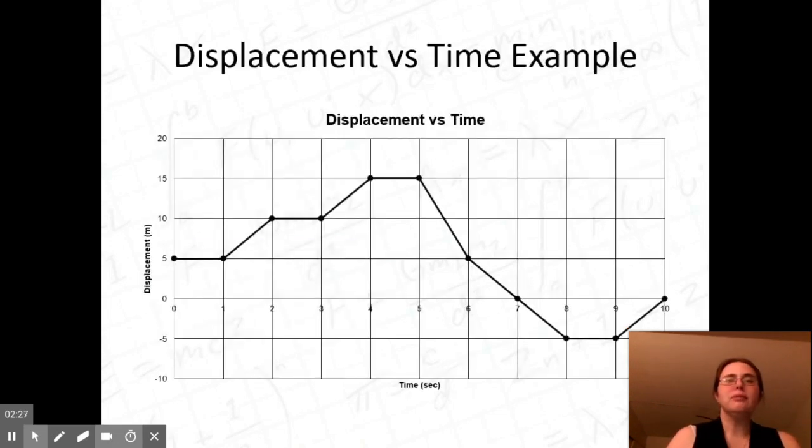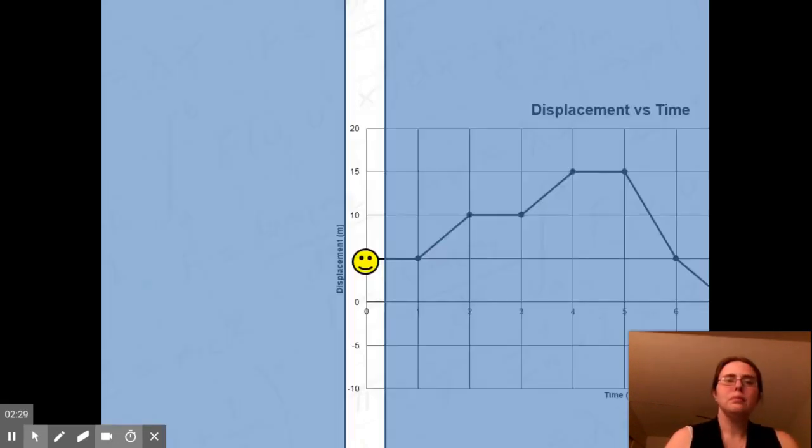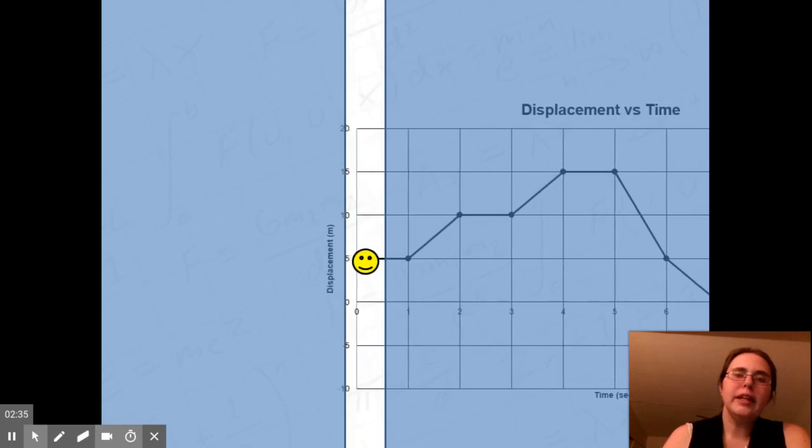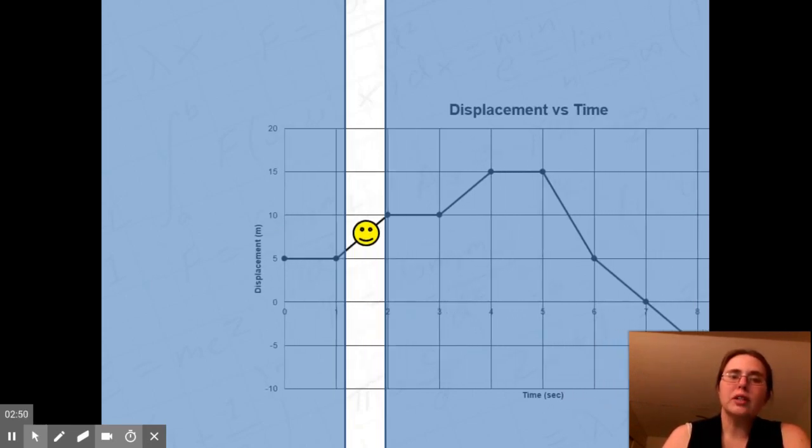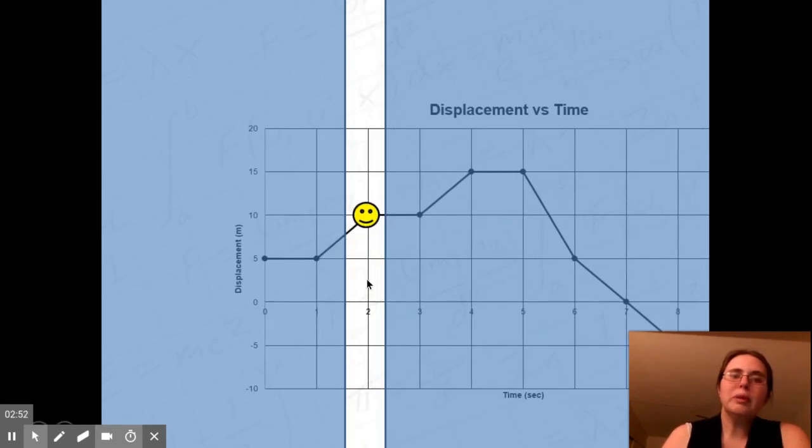Here is a displacement versus time example. We're going to start here, and we are at 5 meters, and it kind of hangs out there for about a second, and it doesn't go anywhere. So its initial velocity is 0 meters per second. You can see that we have meters and we have time as seconds. And then it gets going at a constant velocity. And if we take that slope, we would be able to find out what that constant velocity is.